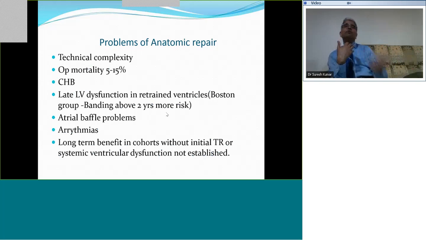And the Boston group has suggested that if you do a PA band after the age of 2 years for training the ventricle, there is a greater chance of late heart failure in this group. You could have all the atrial baffle problems: baffle leaks, baffle obstruction, atrial arrhythmias. And in the cohorts with initially normal systemic ventricular function and initially normal tricuspid valve function, whether this actually gives a survival and quality of life benefit over the physiologic repair group is not fully established.